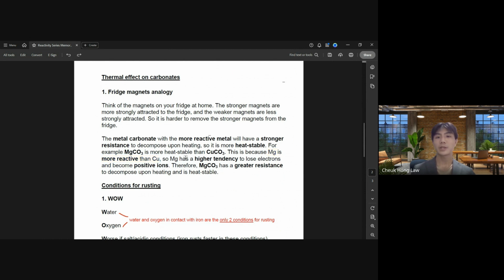Okay, this is because magnesium is more reactive than copper. Actually your more reactive metals have a higher tendency to lose electrons and become positive ions. So magnesium carbonate is more likely to remain as a positive ion inside the metal carbonate, magnesium carbonate. That's why it has a greater resistance to decompose upon heating and is more heat stable compared to copper 2 carbonate, which contains copper that is less reactive.